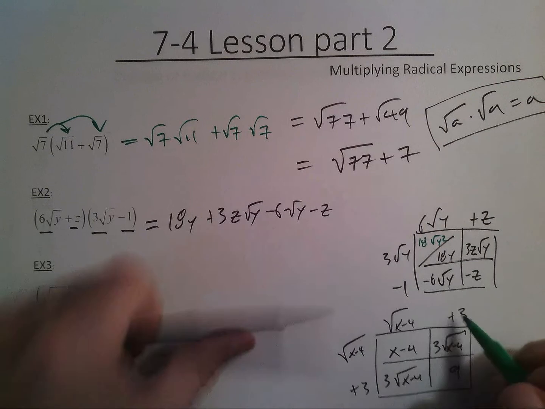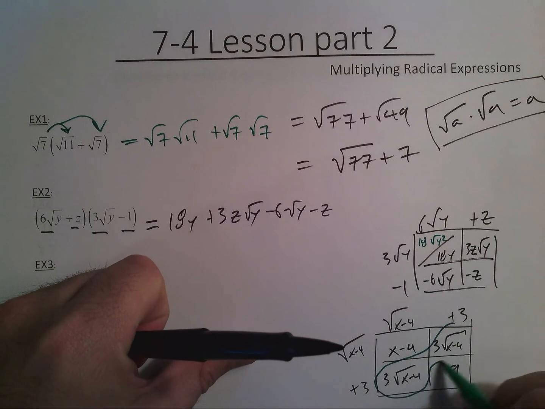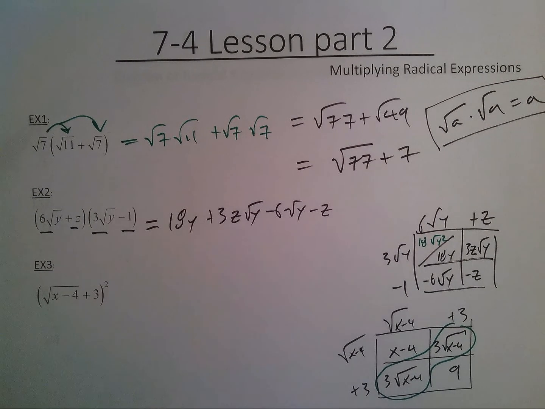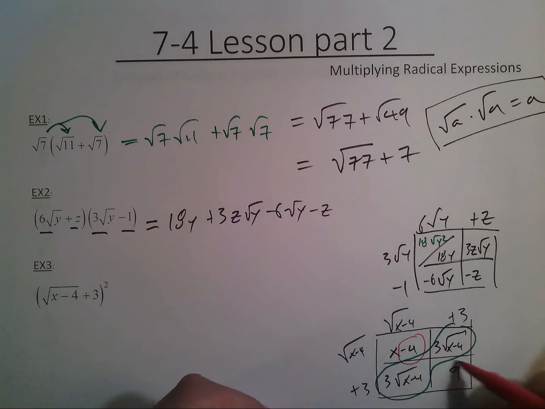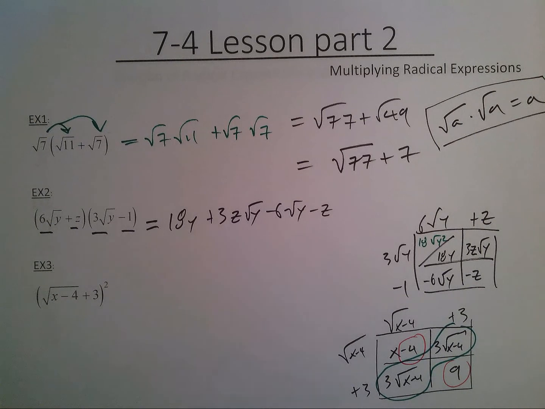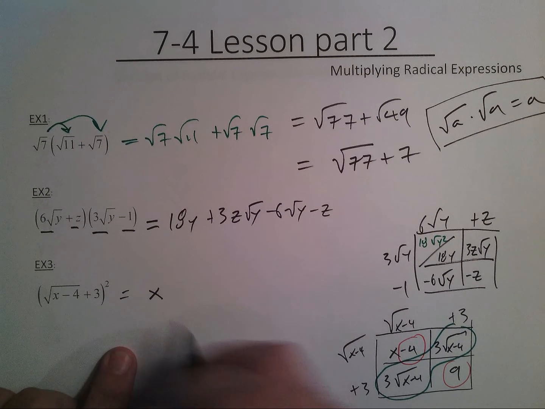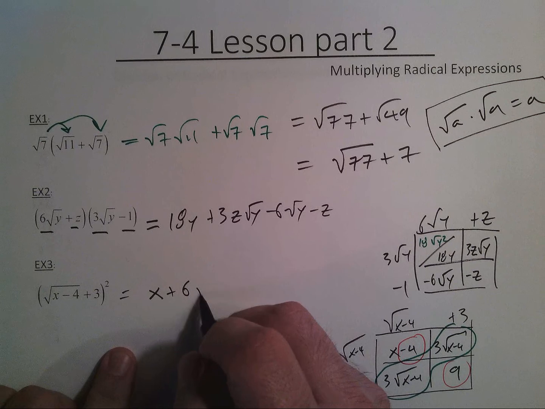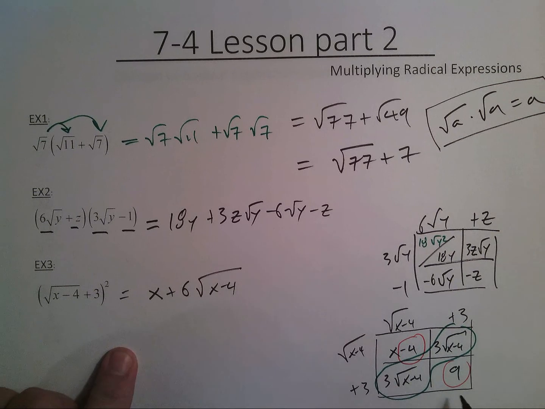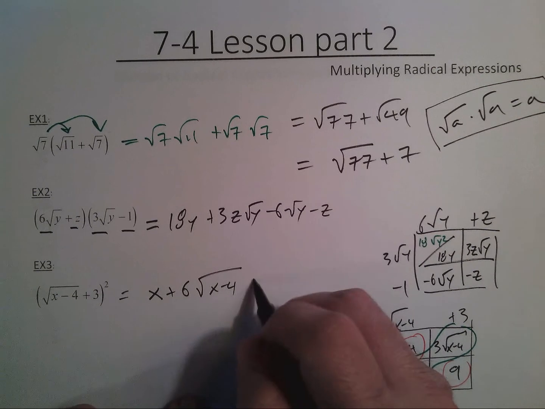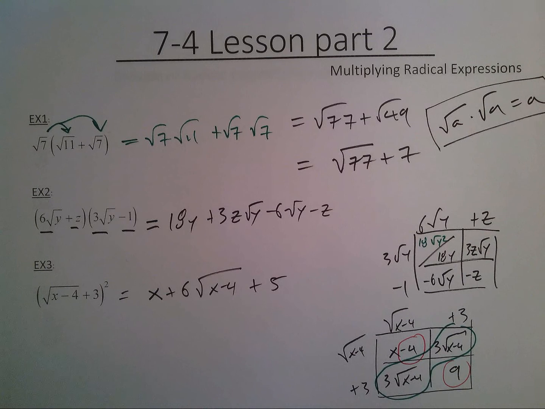Now, do you notice we have two sets of like terms? These match, and we also have matching numbers, the minus 4 and the 9. So when I write out the solution to this one, I end up with x plus 6 square root of x minus 4, and then negative 4 and 9 becomes plus 5.